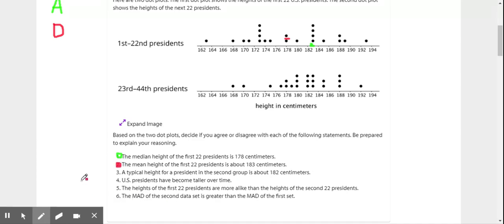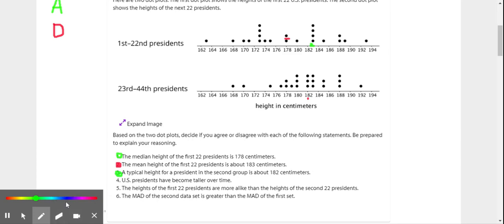Okay, number 3. A typical height for a president in the second group is about 182 centimeters. So looking here, kind of saying that this is the typical height. And looking across all the scores, I do see that there's a lot of scores clustered in this area. So I would be okay with agreeing with that one. Remember, typical isn't like you have to go through a whole adding and dividing and all that stuff. It's just more you're eyeballing it.